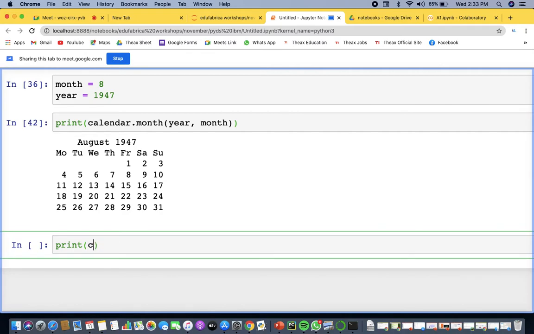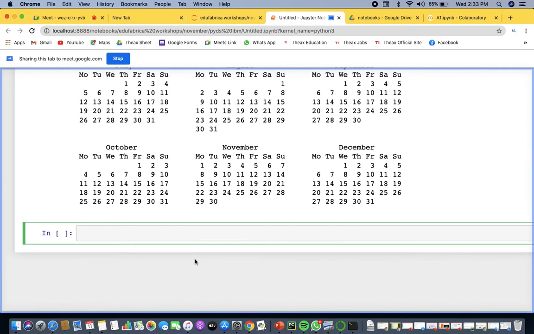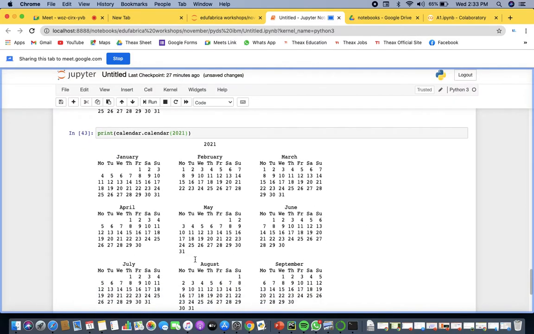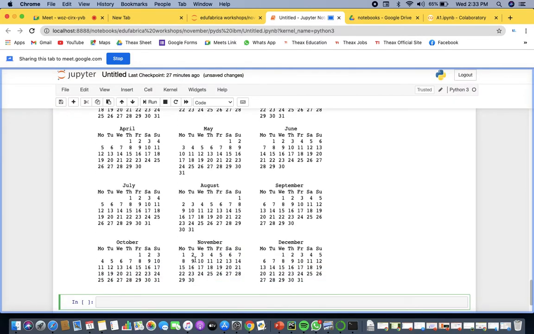calendar dot the complete calendar of, like, year. So year is 2021. So you find the calendar of 2021. So things are easy when you use modules for them. Okay, now next.